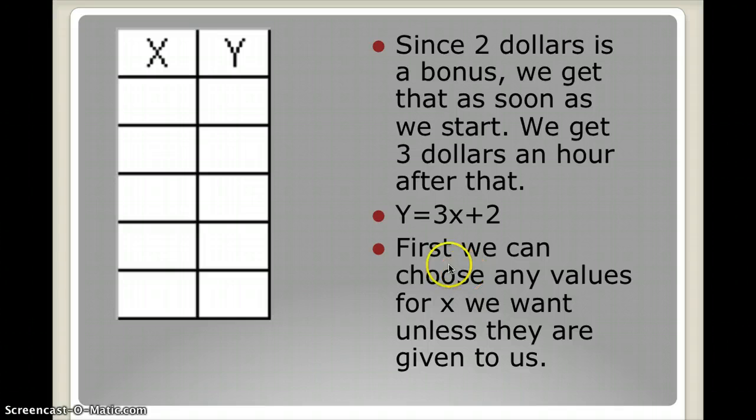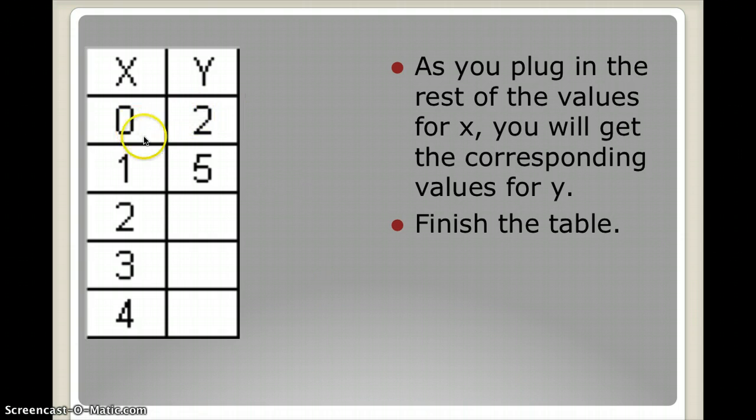So first we can choose a value. If I'm going to guess how much money I want to make, if I worked for 4 hours, then I could say, well, 3 times 4 is 12, plus 2, I would make $14. Sometimes the values are given to you. As you plug in the values that they give you for X, you will get the corresponding value for Y. So if I put in 0, 3 times 0 plus the 2 is 2. Or 3 times 1 is 3, plus the 2 bonus is $5.